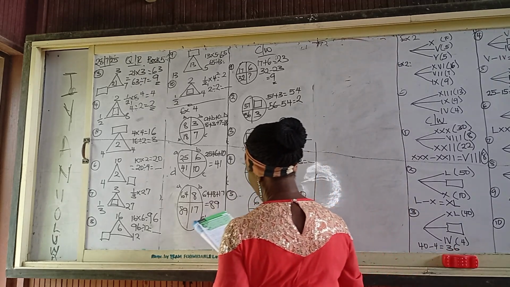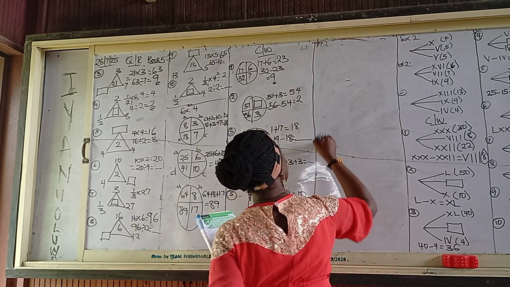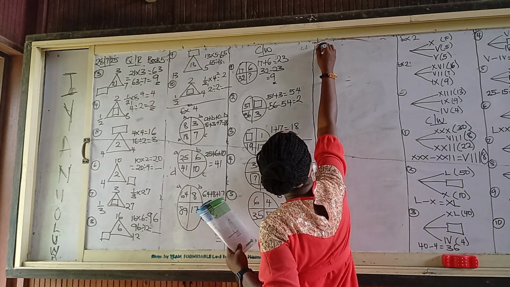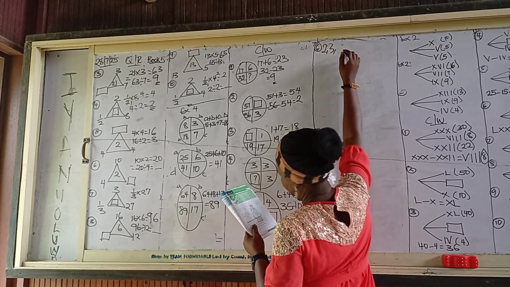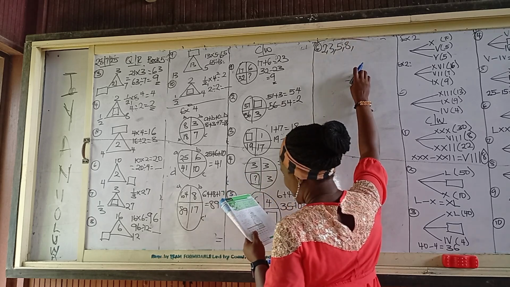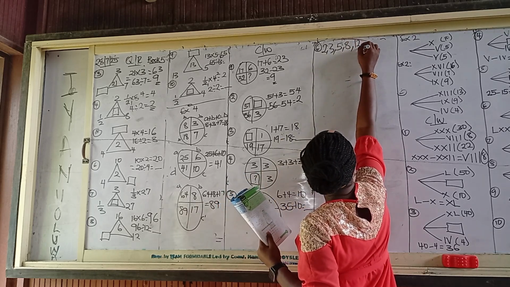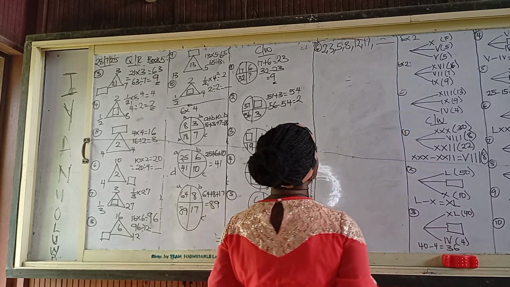So we have this. Number 6. Okay, let me leave you to do this. Number 6. We have 2, 3, 5, 8, 5, 8, 12, 17. And the question is, what is next?